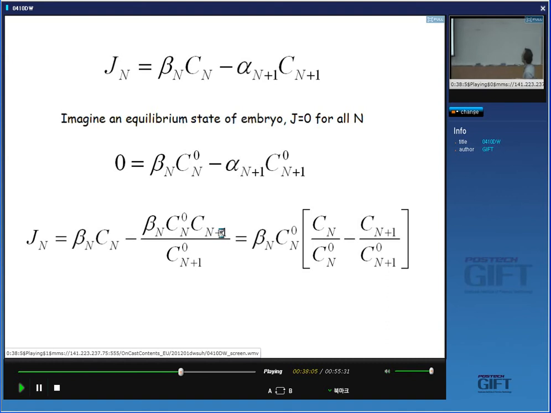So by the assumption of the equilibrium state, we can derive this equation, and then we can eliminate alpha n plus 1 in the original equation by inserting this one, right? And then by putting this one and this one out, we can obtain this formula. This is kind of simple. Okay?